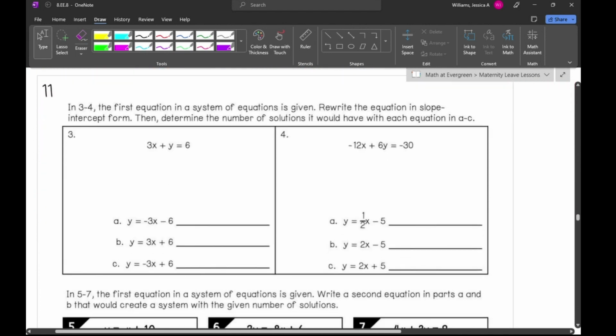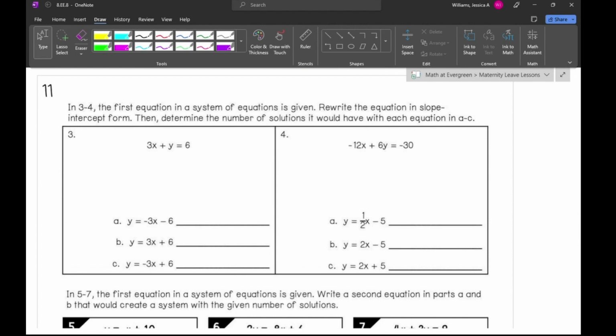Awesome. So go to page 11. The first equation is a system, and we need to rewrite the equation in slope-intercept form and then determine the number of solutions it would have with each equation that's given. Okay, so like it says, the first thing we have to do is put it into slope-intercept form. So we have to move our x. This is a positive 3x, so I'm going to subtract 3x on both sides. Leaves me with a positive y is equal to negative 3x plus 6. And so here's my equation. And then we're going to use that to determine if there's one, none, or infinite.